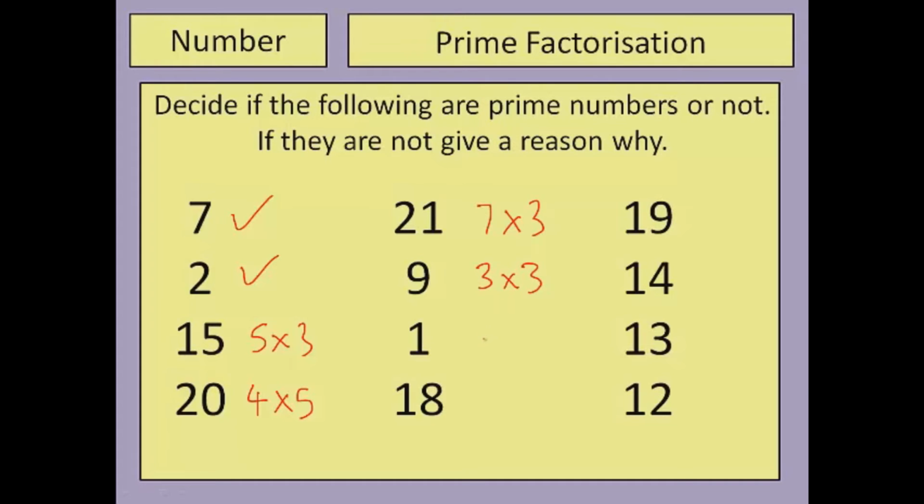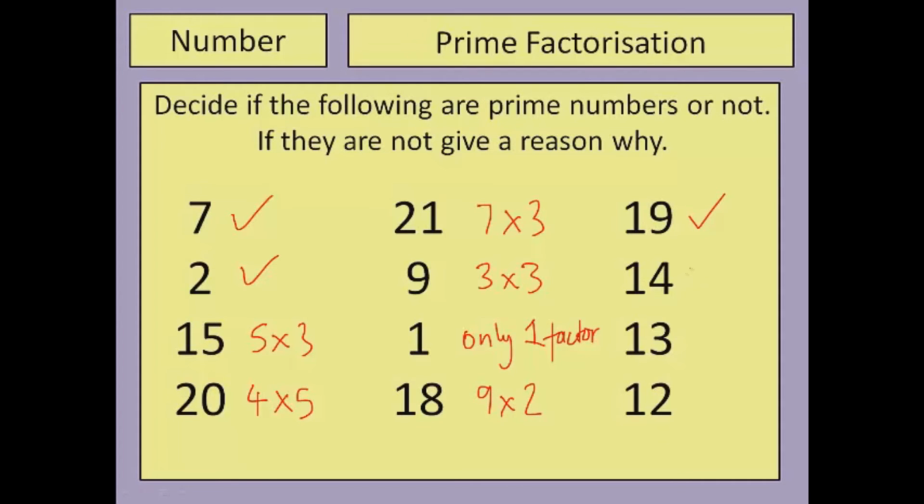1 is not a prime number, which is quite interesting because it only has 1 factor. Alright, and the only factor for 1 is 1. So only 1 factor. That's a common mistake. People think that 1 is a prime number. 18, well, we already said that's not a prime number. You could have 9 times 2 or 6 times 3.